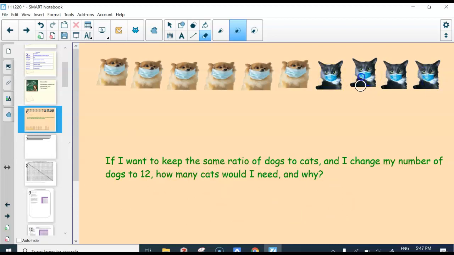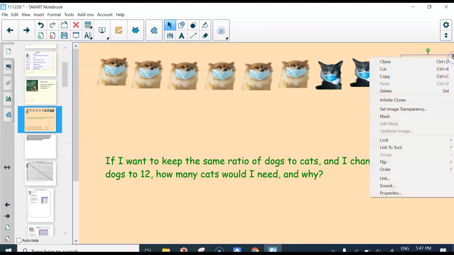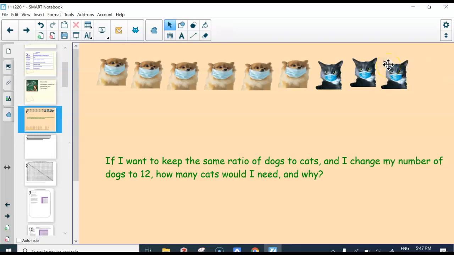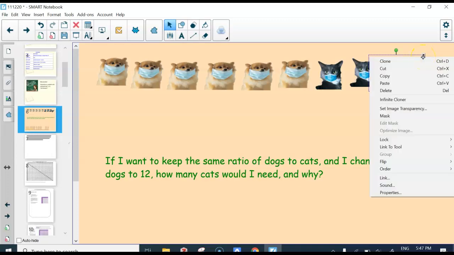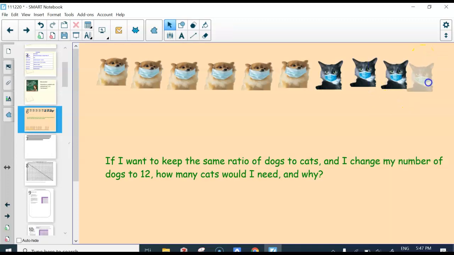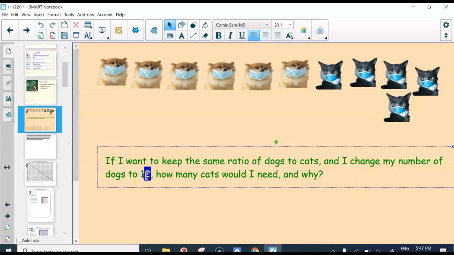Oh, I can't, he's not letting me clone. Oh, there we go. Okay, so I'm going to make another cat. That means I'm changing, oh no, I deleted the cat. Come back. So I'm going to add another kitty cat. So now my ratio has changed. My original ratio has changed. I'm also going to change this right here. And now I'm going to say I'm going to have 24 dogs.